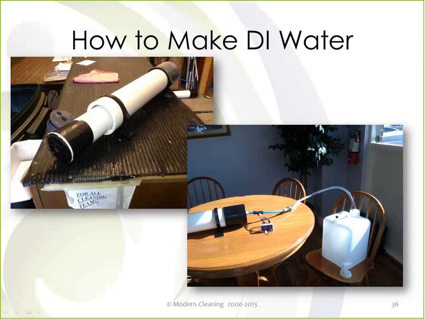As you see right here, here is a meter, an inline constant read TDS meter, and that would be mounted to the side of the device if you were using it in production. It will give you a constant read, and it should read 0 or 1, certainly less than 5. If that number starts going up, you know it's time to service the product and replace this replacement cartridge here.